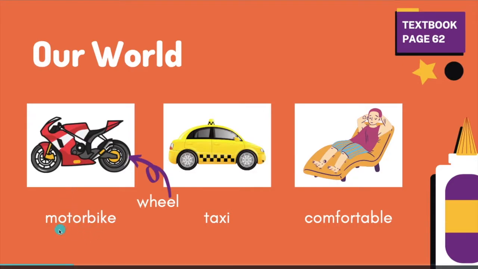Motorbike. Motorbike. And this is the wheel. The wheel. Wheel. This is how you spell it. Next, taxi. Taxi. This one, comfortable. Comfortable. Comfortable here means selesa.